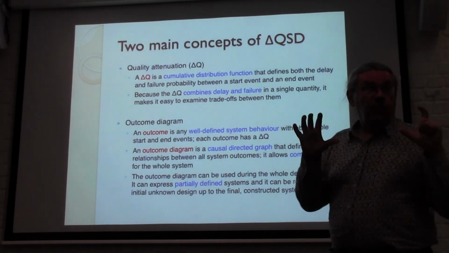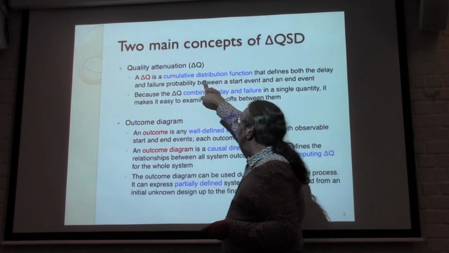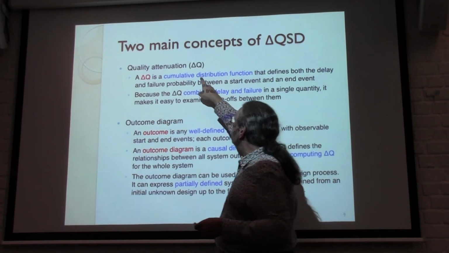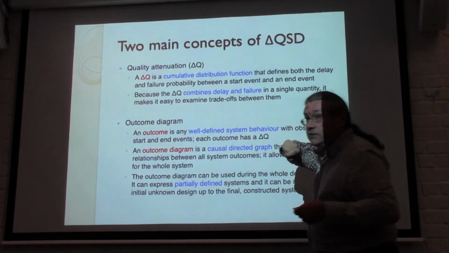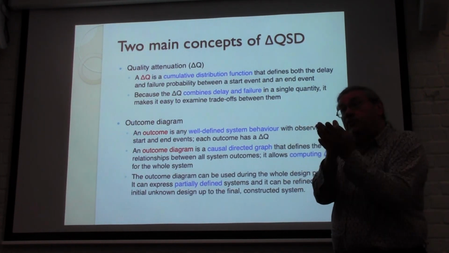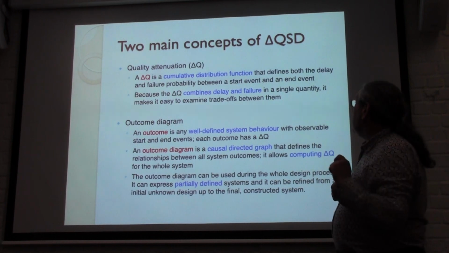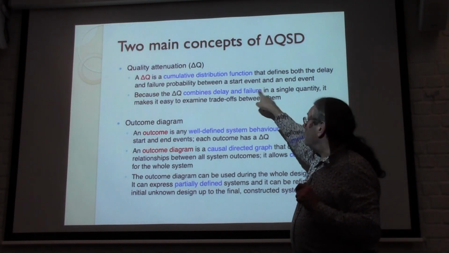There's two main concepts. If you understand these two, you already have a really good idea. The first one is called quality attenuation, and we're going to write it as delta Q. This is a cumulative distribution function. So it basically gives us the delay, but it's not a number, it's a distribution function. And it's combining delay and failure.